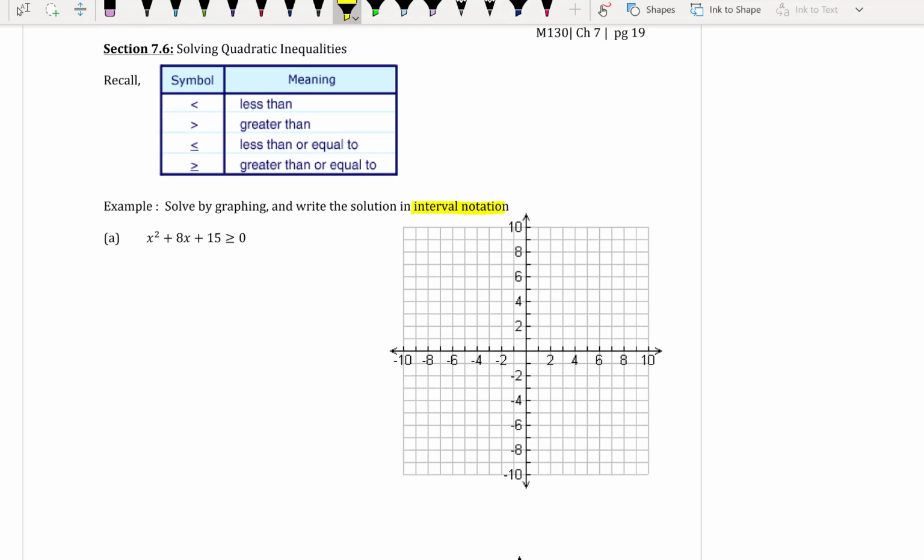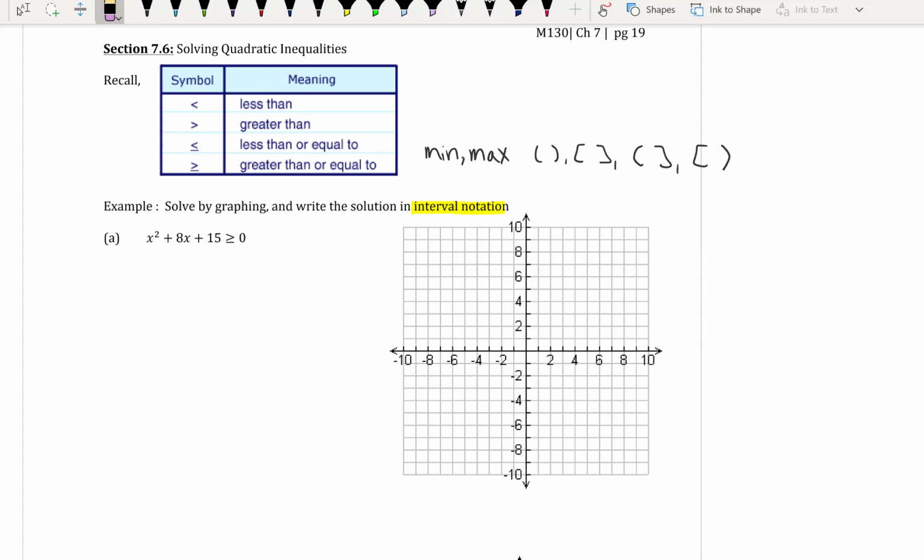Well, interval notation, in case you have forgotten, always goes from your smallest value to your biggest value. And it can either be parentheses, brackets, a parenthesis and a bracket, or a bracket and a parenthesis. It depends on the symbol, whether it's strictly less than, less than or equal to, greater than, or greater than or equal to. So if it's something like this, I'm going to have brackets when it has a line underneath it. No line underneath it is going to indicate parentheses, okay?